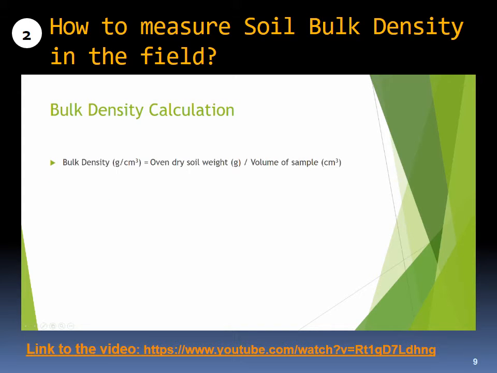To calculate the bulk density, simply divide the dry mass of the soil by the volume of the soil.